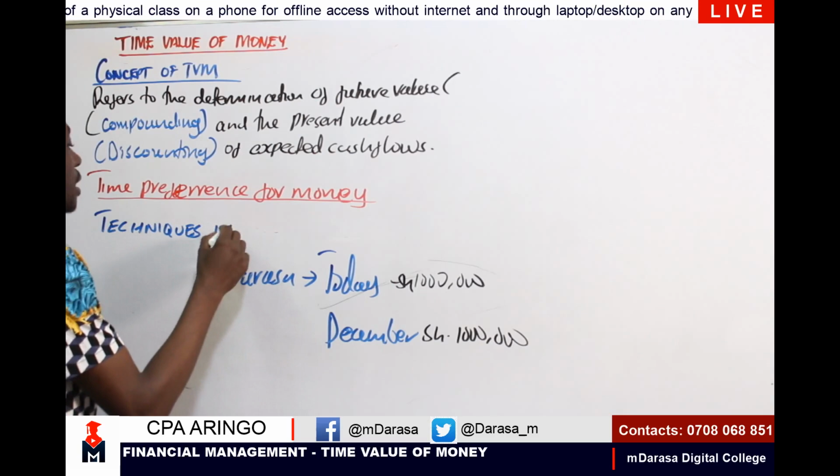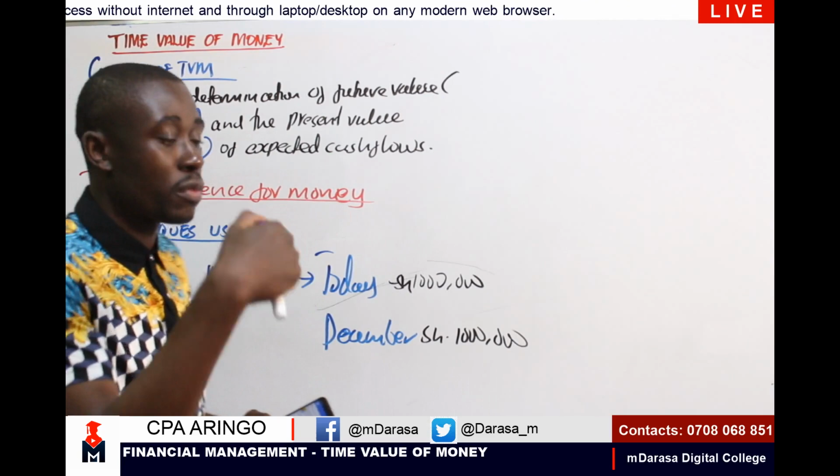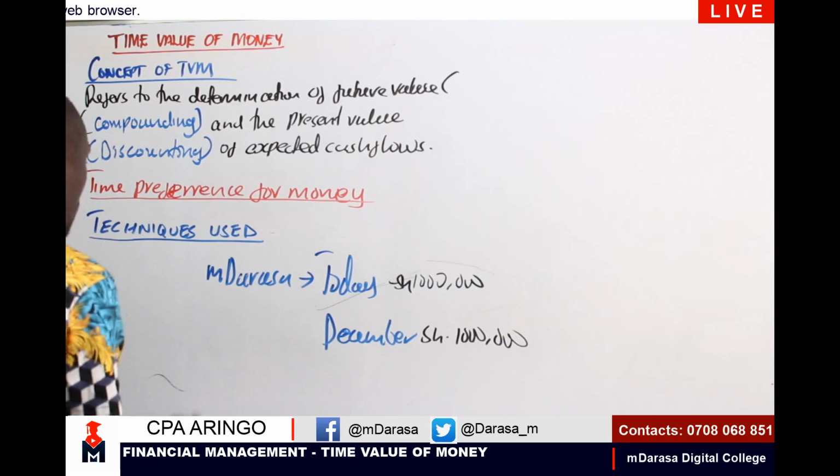Techniques used in time value of money, whereby we want to determine the future value of money and the present value of money. Determination of the future value, which we refer to as compounding, and the present value, which we are referring to as discounting of the expected cash flows. Looking at this, my good students, what should always come at the back of your mind is that we normally tend to talk of two techniques. And the techniques already we've given them in our definition.